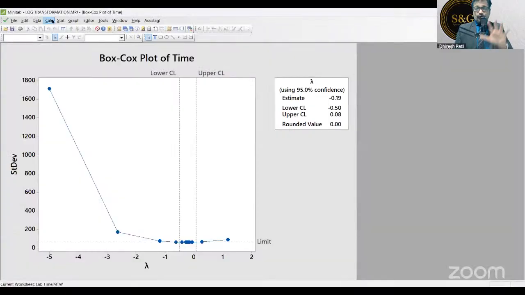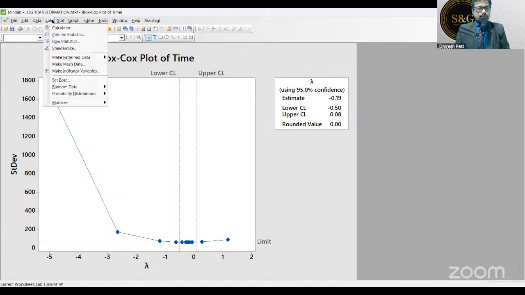Go to calc. Now follow this procedure. Calc. Yeah, this table, Bhaskarji, is available in your black belt curriculum already.